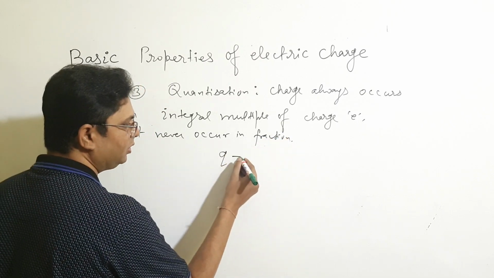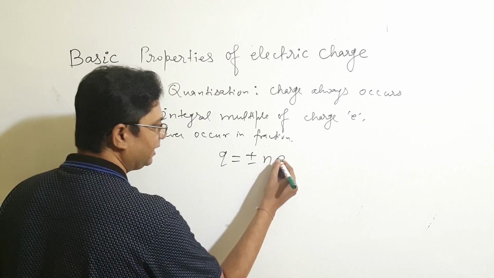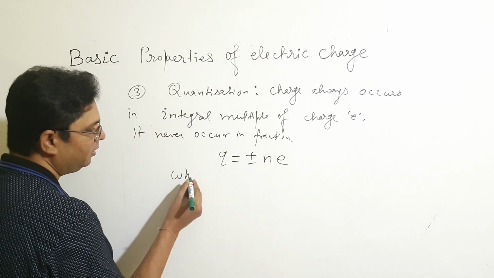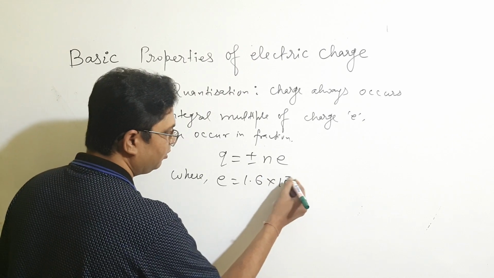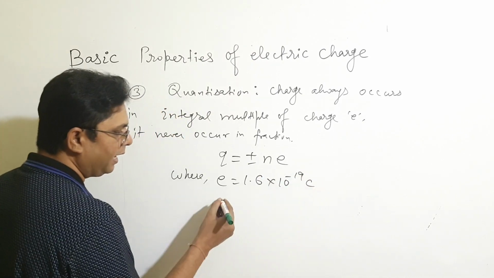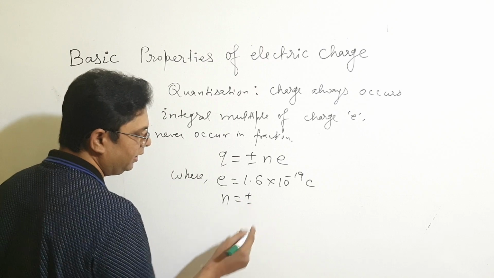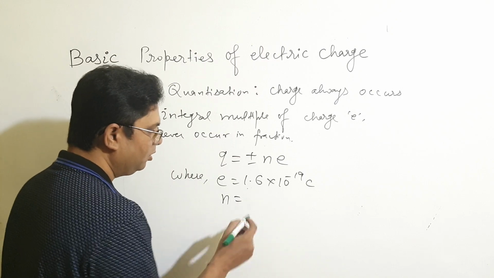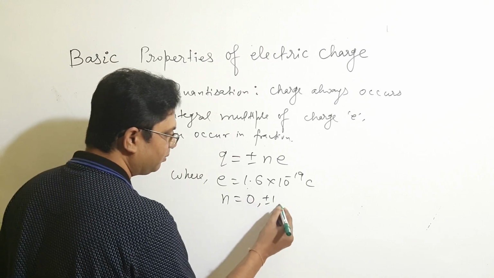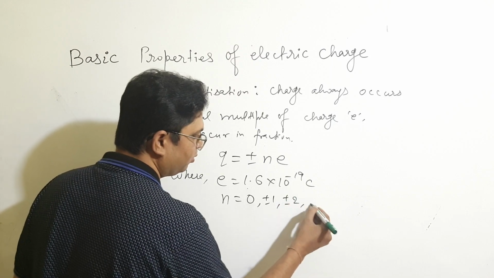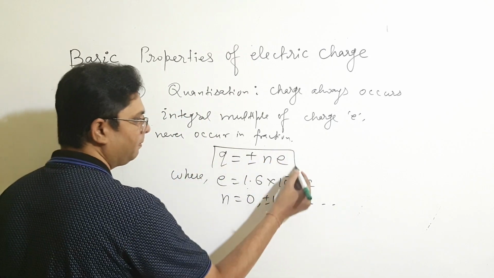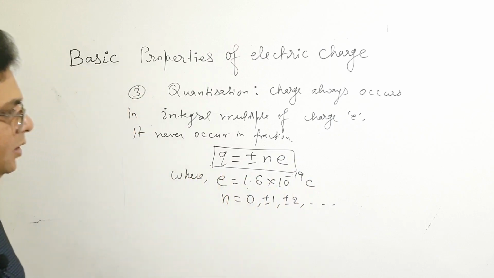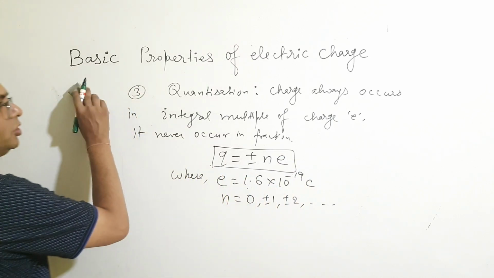Here the formula is Q equals plus or minus n e, where e equals 1.6 times 10 to the power minus 19 coulomb, and n equals 0, plus or minus 1, plus or minus 2, and so on. This is the first formula. Let us use this formula for a numerical question.